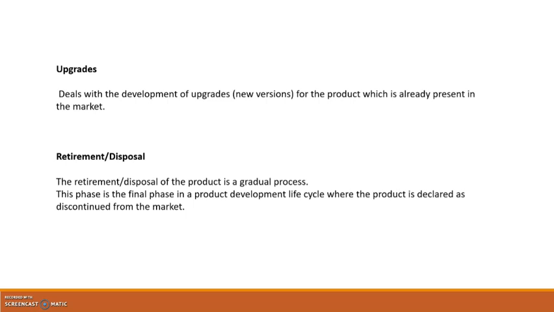Okay, last thing is retirement and disposal, means the disposal of the product is happening here. So this product will be slowly discontinued from the market, means its demand has actually reduced, or you can say in a better way that some other better product has come into the market, means this product will slowly get discontinued from the market. That stage is called retirement or disposal.